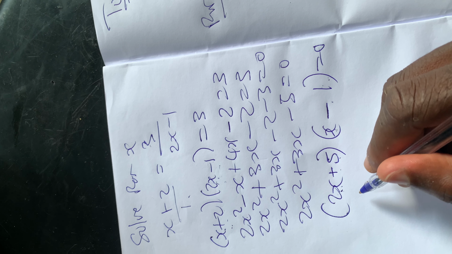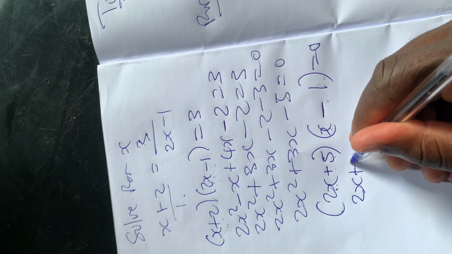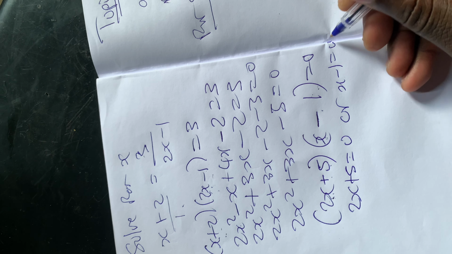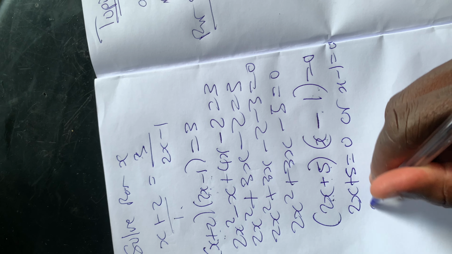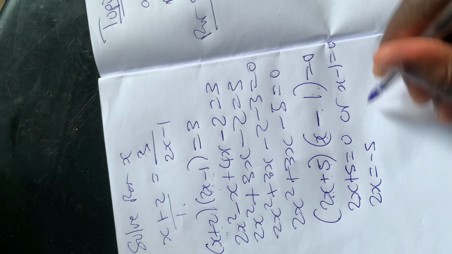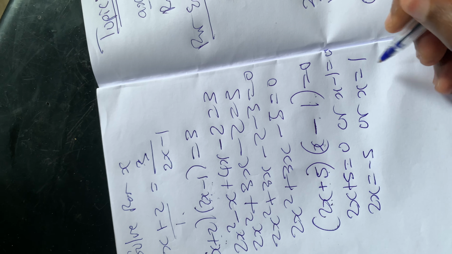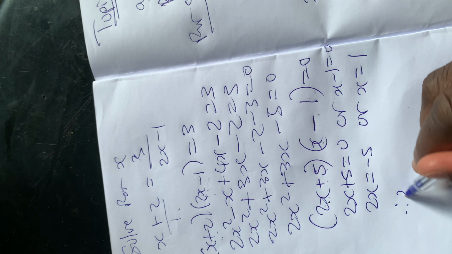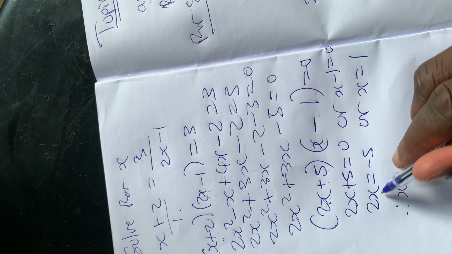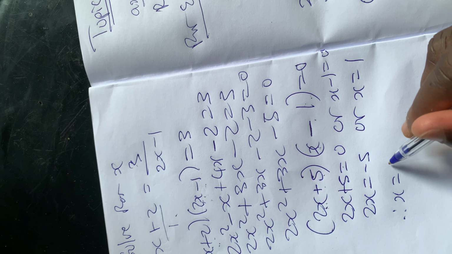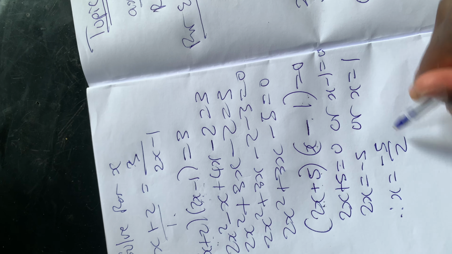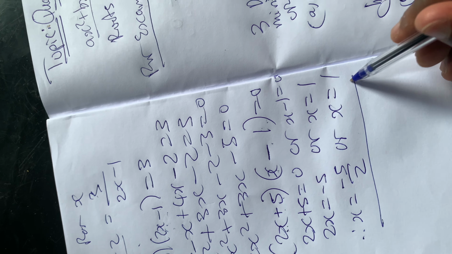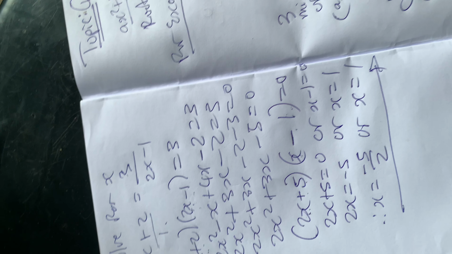Then each factor must be equal to 0. 2x plus 5 equals 0, or x minus 1 equals 0. Therefore 2x equals minus 5, or x equals 1. That means one of the roots is x equals 1 and the other root, you divide by 2 on both sides, is x equals negative 5 over 2. So these are the roots for this problem.